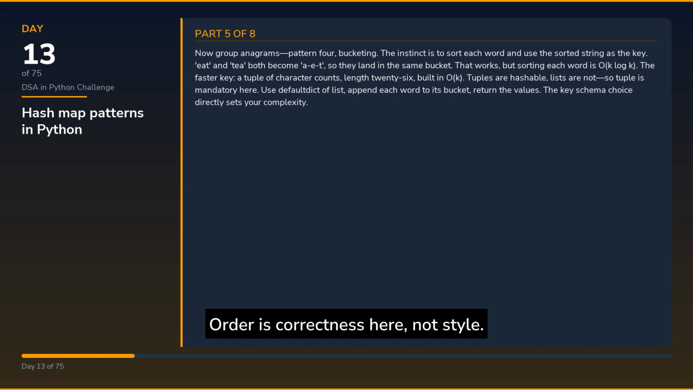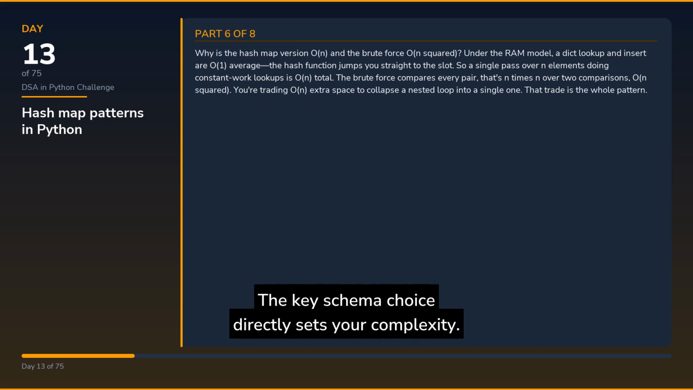Now group anagrams. Pattern 4, bucketing. The instinct is to sort each word and use the sorted string as the key. "Eat" and "tea" both become "aet", so they land in the same bucket. That works, but sorting each word is O(K log K). The faster key, a tuple of character counts, length 26, built in O(K). Tuples are hashable, lists are not. So tuple is mandatory here. Use defaultdict of list, append each word to its bucket, return the values. The key schema choice directly sets your complexity.